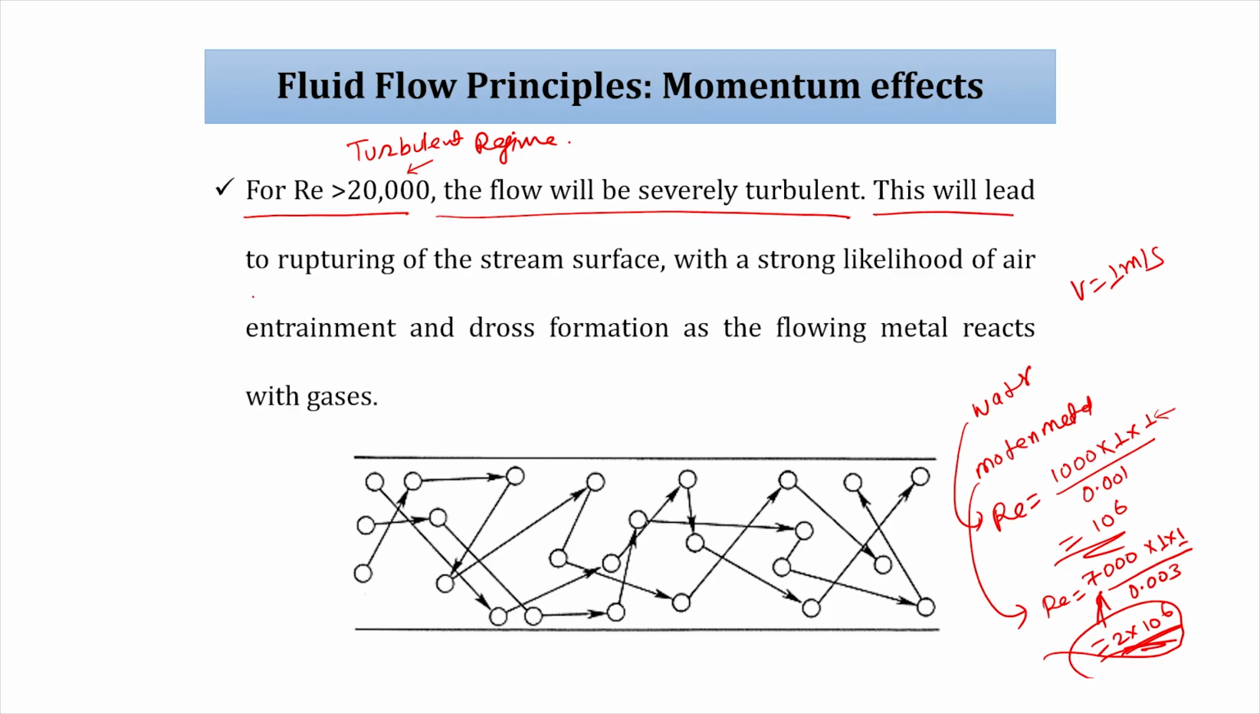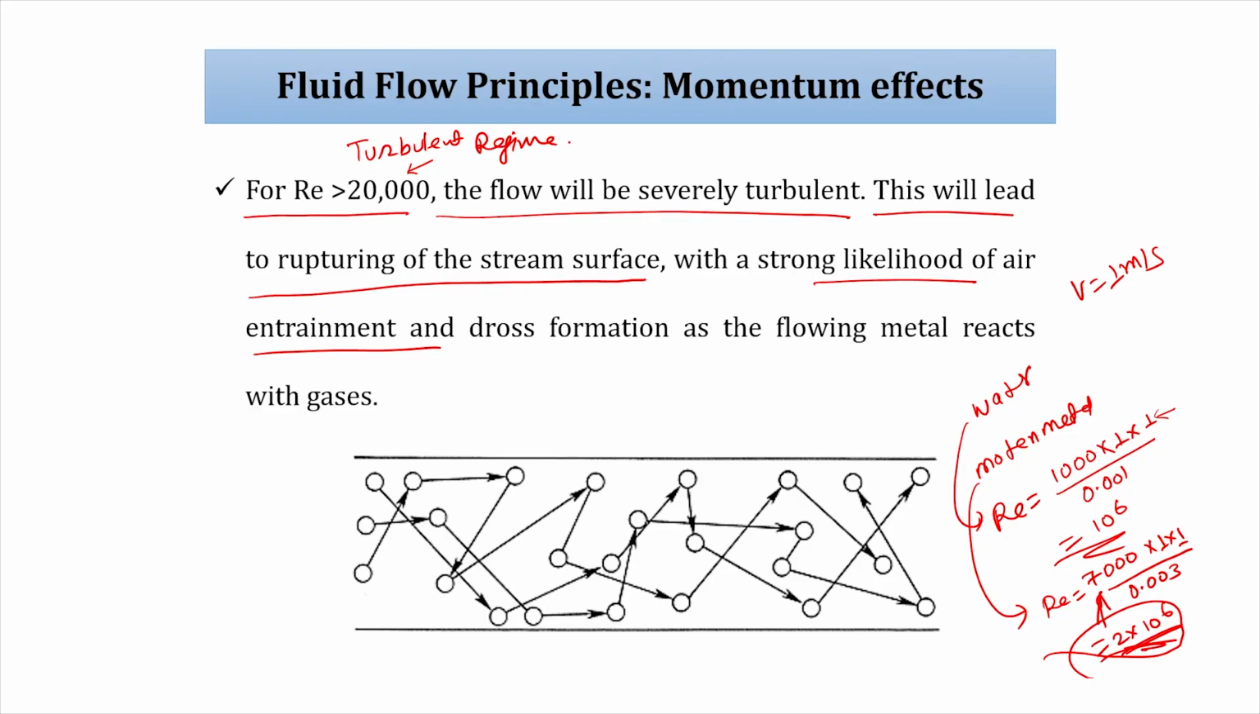This will lead to rupturing of the stream surface. So, what will happen if your flow is turbulent? It is able to break the sand mold, rupture the mold surfaces, with a strong likelihood of air entrapment. When you are breaking the mold, there is a chance that you will attract gases from outside, and air will come. If air comes and hot metal is there, a reaction will happen: Fe2O3 will form, aluminum oxide will form. It is different from our requirement, and dross forms as flowing metal reacts with gases.